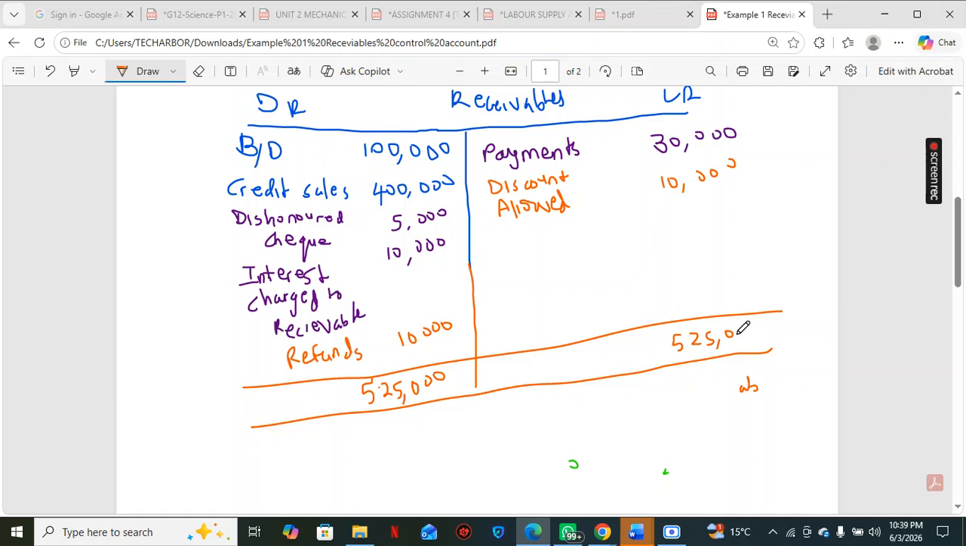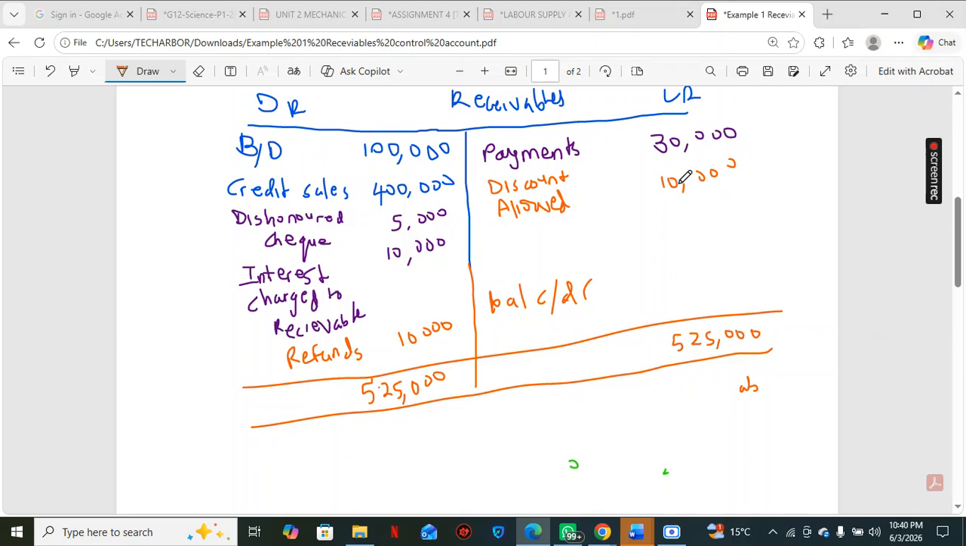Then our balance carried down comes on the lower side, which is the credit side. So you say balance carried down. This usually happens at the end of the month, so you would say it's the 31st of December, 31st of January. So we're going to say this 525,000 minus 30,000 minus 10,000.